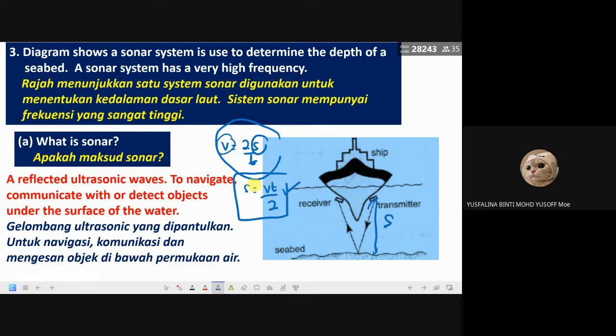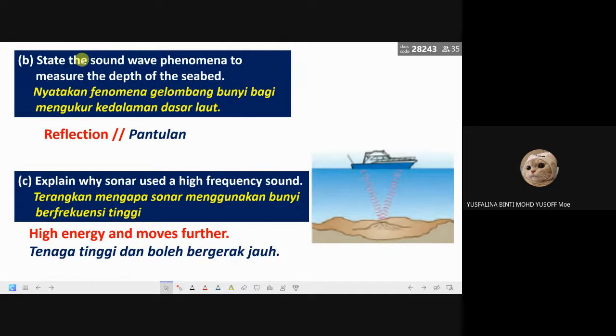So this one is the reflected ultrasonic wave to navigate, communicate with, or detect objects under the surface of water. They use the ultrasonic wave, and the wave is reflected, then they receive the reflected wave and record the time, and using this formula, they can find the depth of the water. State the sound wave phenomenon to measure the depth of the seabed. This one we call reflection.